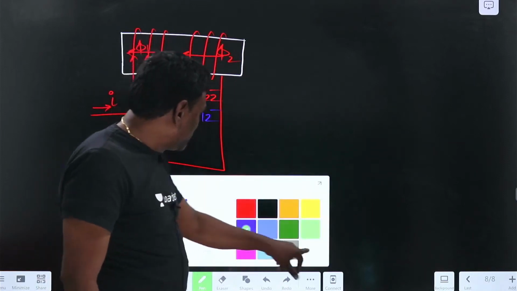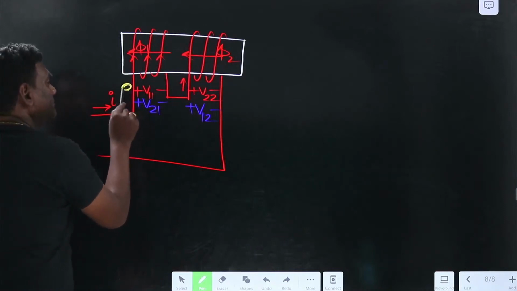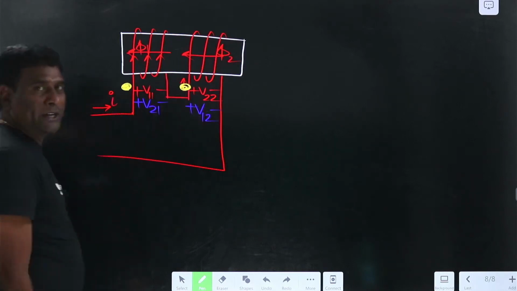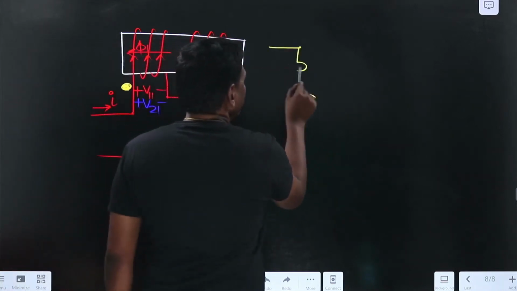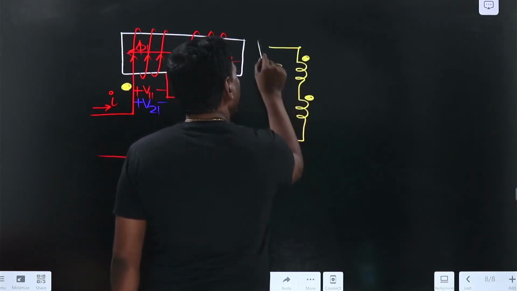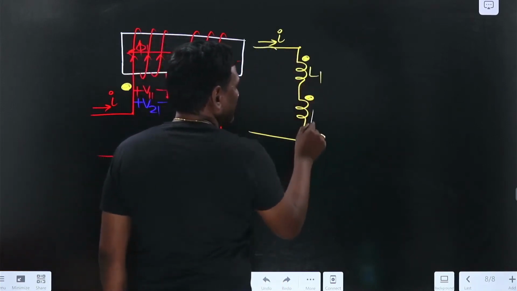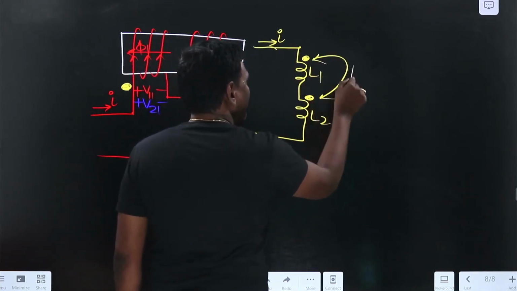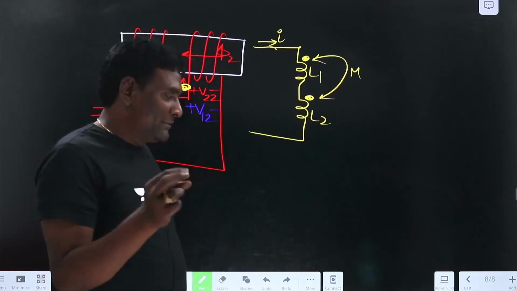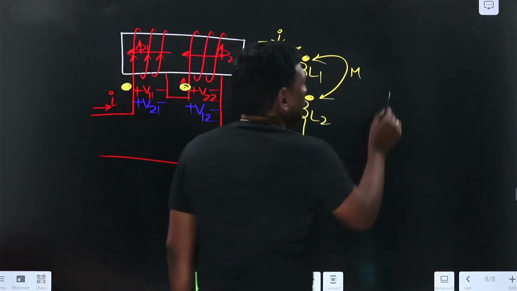Or if you try to keep dots, this particular red or this particular blue can be used. So it is going to be ultimately one dot here, another dot here, my current is I1. And here this is L1, this is L2, and in between these two the mutual inductance is M. That M value should be less than the square root of L1 L2, or the coefficient of coupling times the square root of L1 L2, we know. Now for this we should be able to find L equivalent.